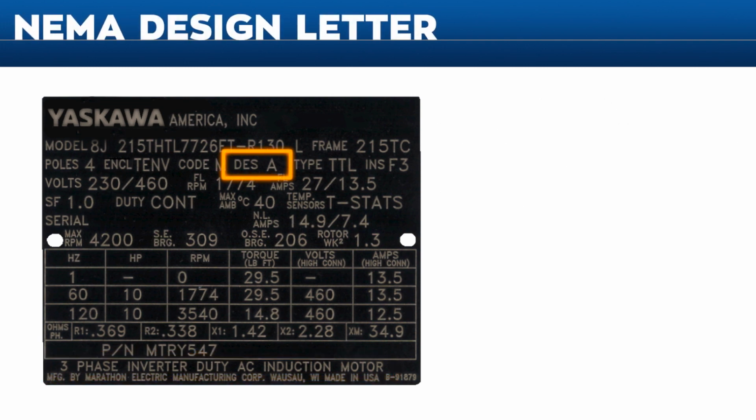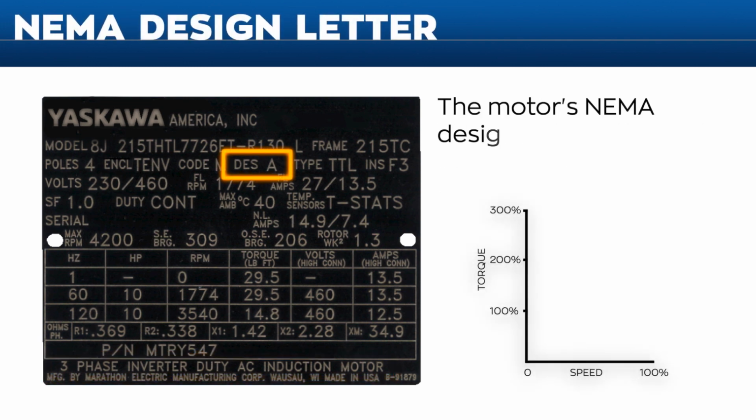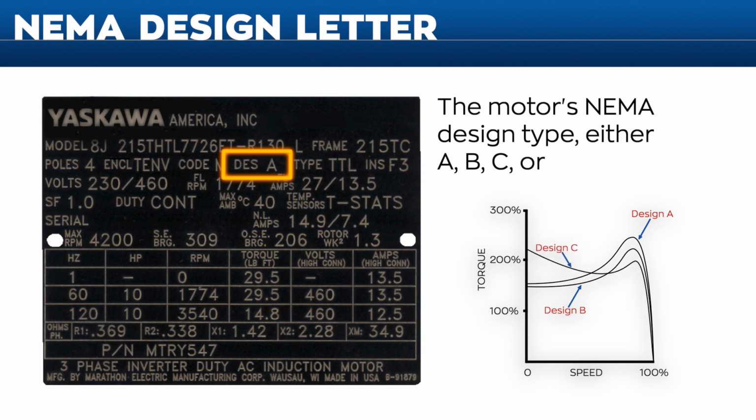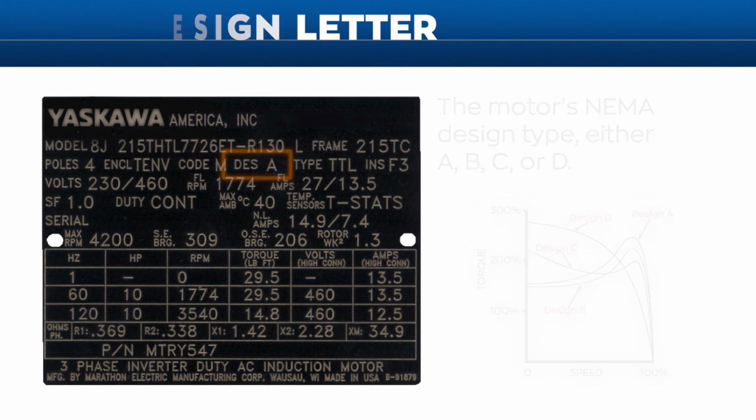The NEMA design letter indicates the motor's NEMA design type, either A, B, C, or D. The letter designation describes the motor's torque and current characteristics.